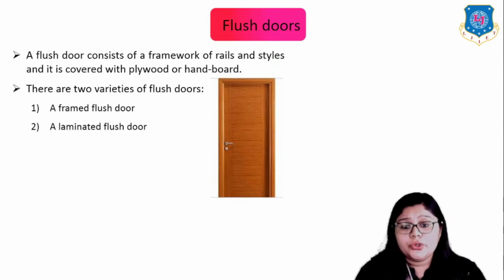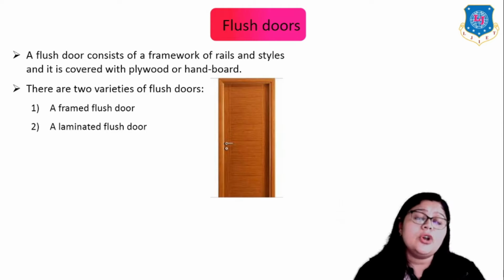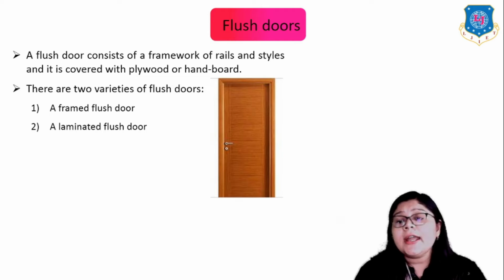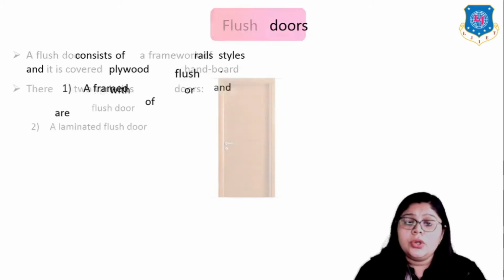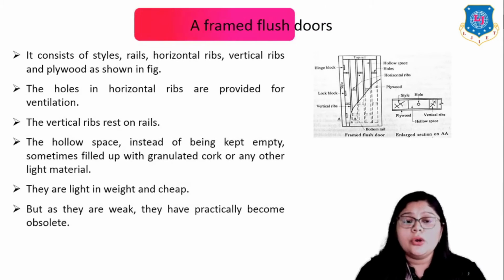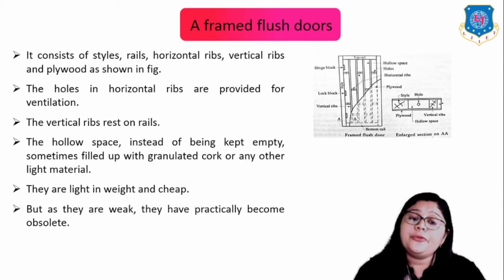Next is the flush door. Now a flush door consists of a framework of rails and stiles and it is covered with a plywood or a handboard. So generally they can be of two types, a frame flush or a laminated flush door. So let us learn both of these. So the first one is a frame flush.